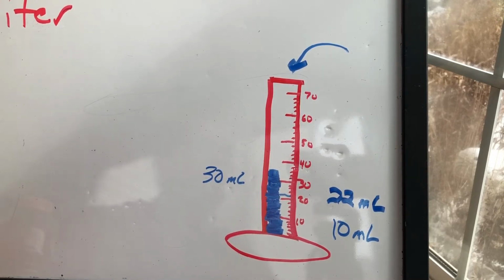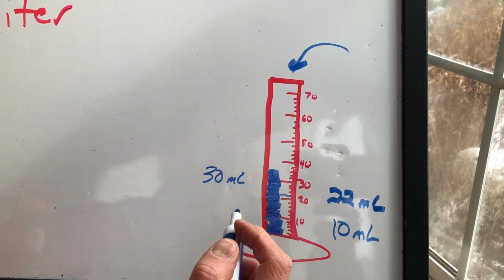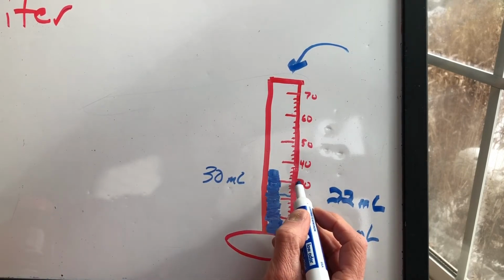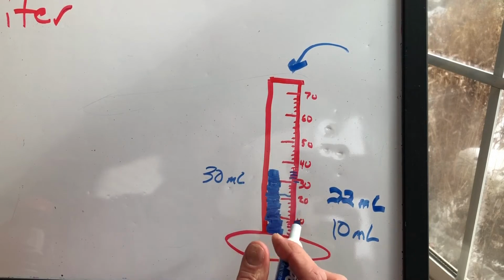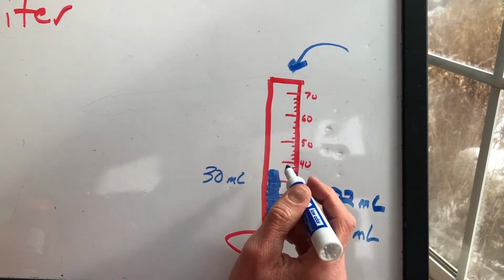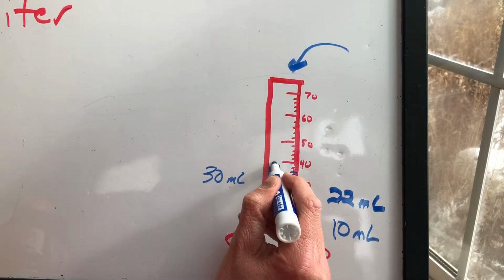All right, I tried to make it 36. If you said 35 or 34, I understand, and you're in the right zone. Okay, so this is 30, 32, 34, 36. All right, let's do one more here.